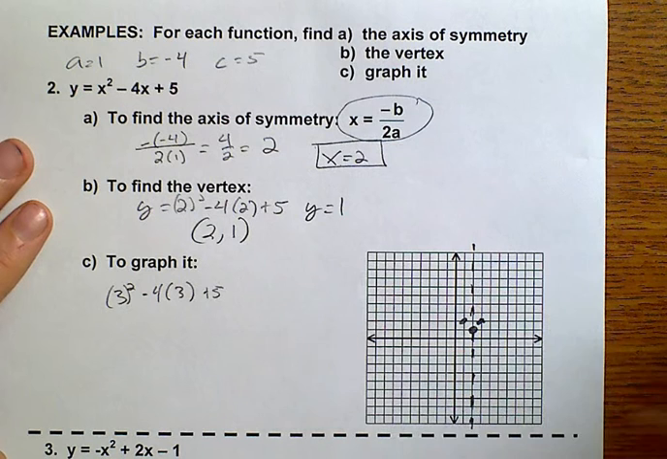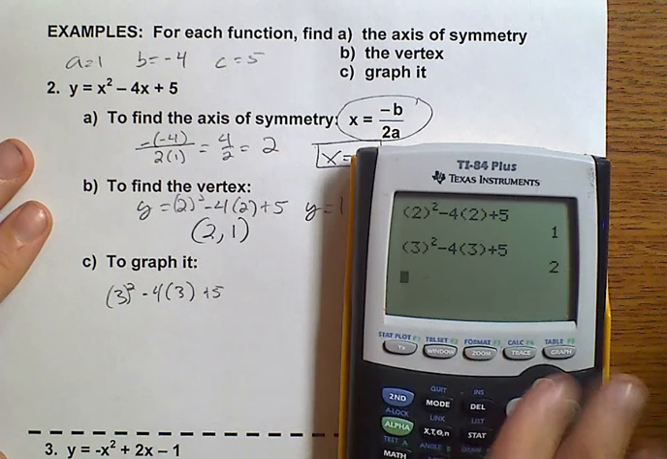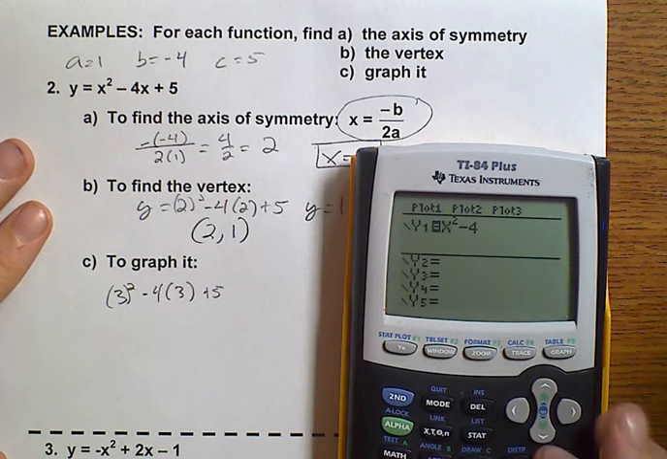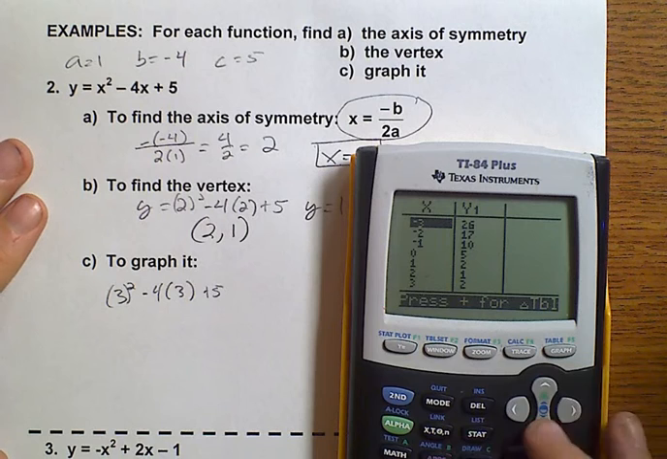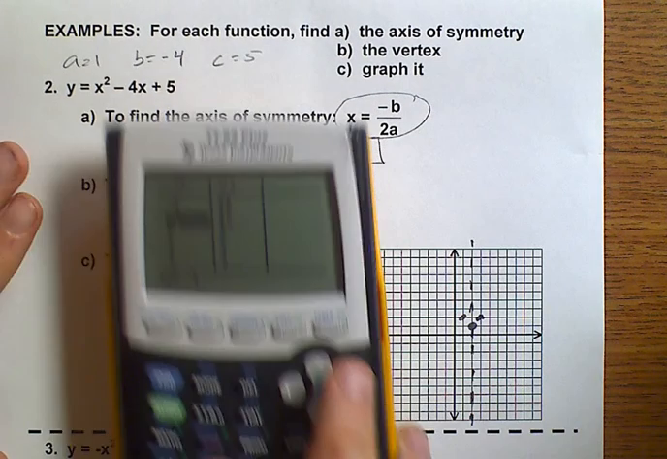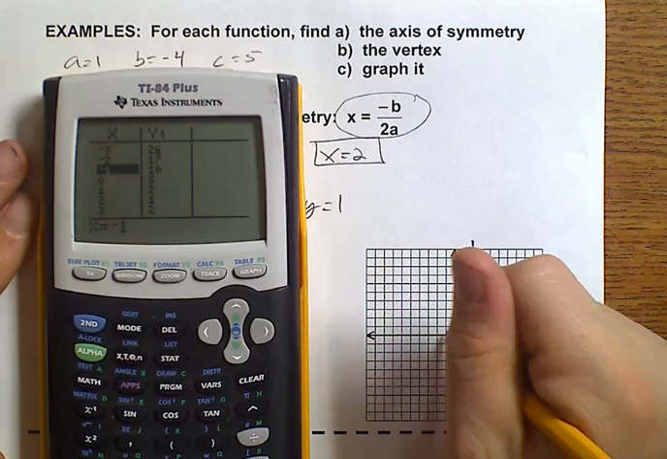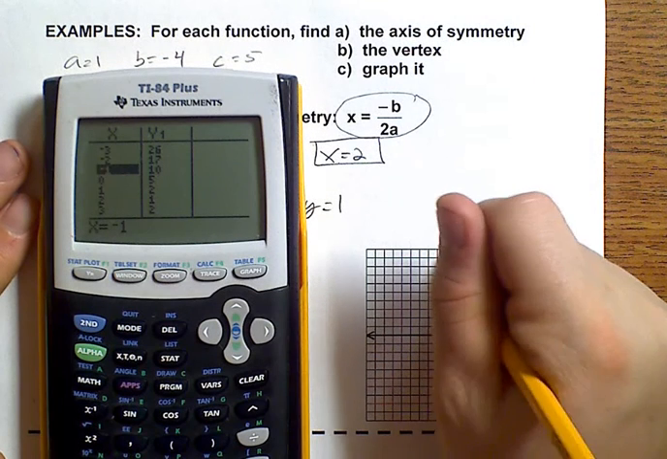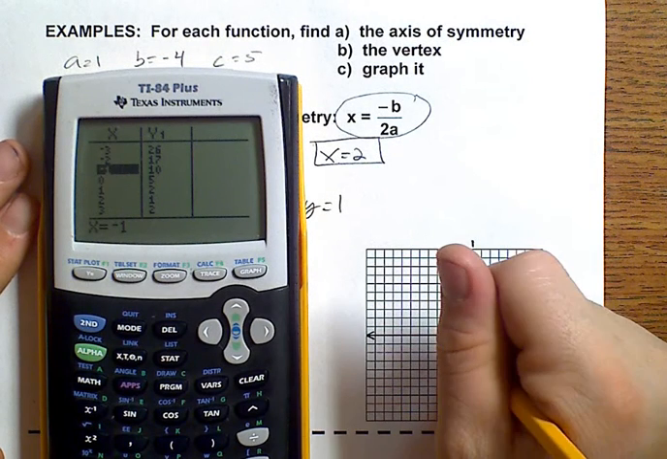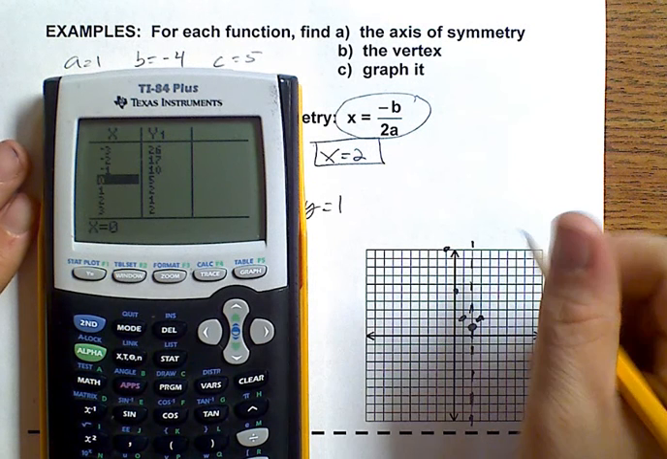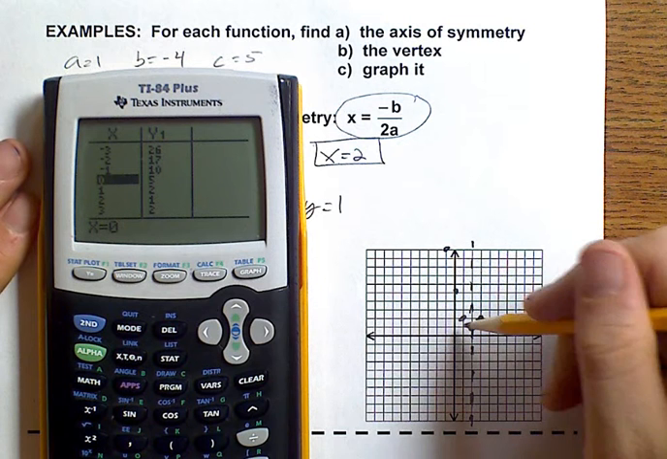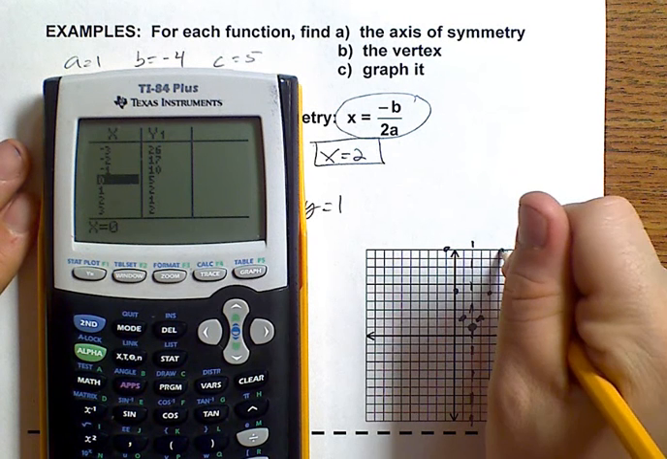Now, a faster way to do this is actually just use the calculator. y equals x squared minus 4x plus 5. Table it, and you'll get a bunch of points. Plot the ones you can. So, negative 1, 10. 0, 5. And actually, once you've plotted half, you can just copy the other half.